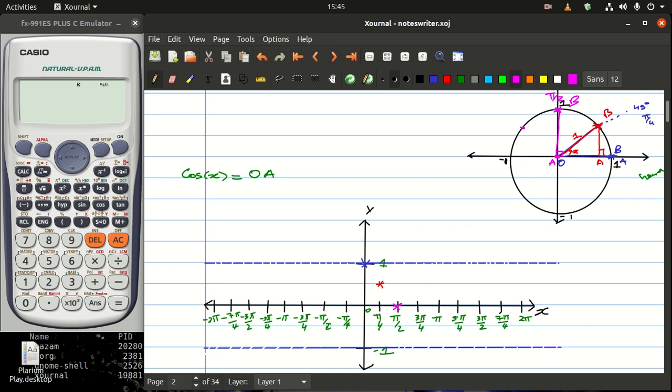If I choose my B, let me use a different color there, if I choose my B to be there, this is B.